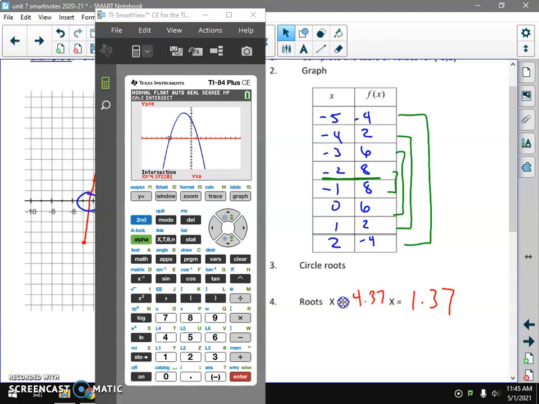So again, we use this new idea of the intersect key to find roots where the U hits the x-axis, the ground. We did it for whole numbers yesterday, and now we can do it for decimal numbers today.